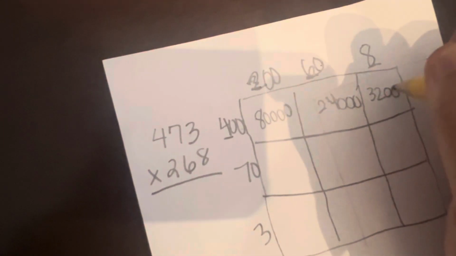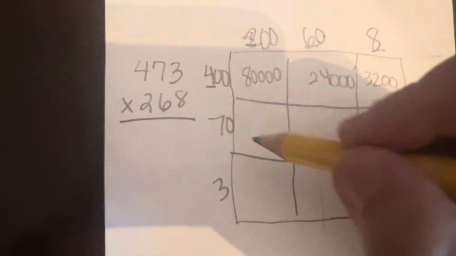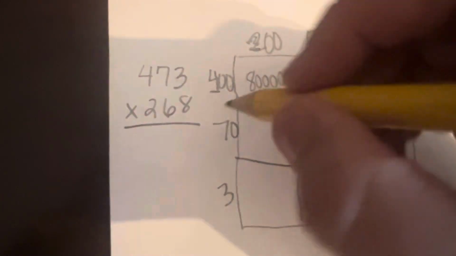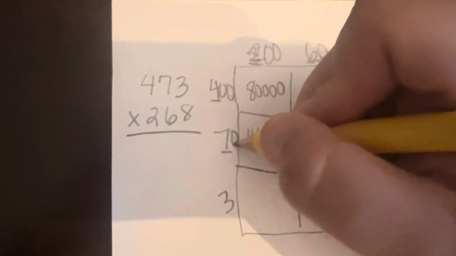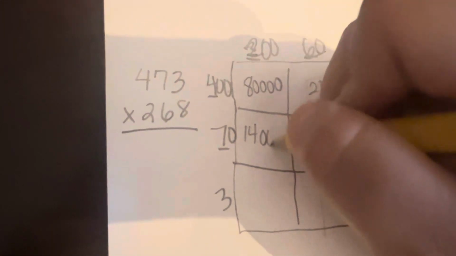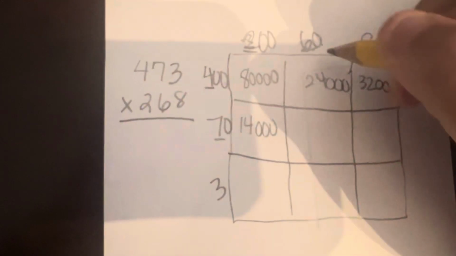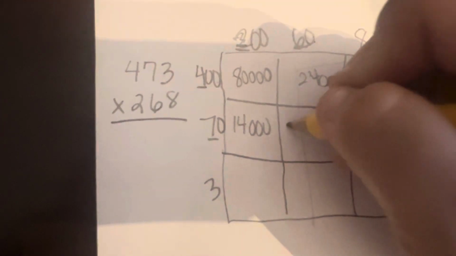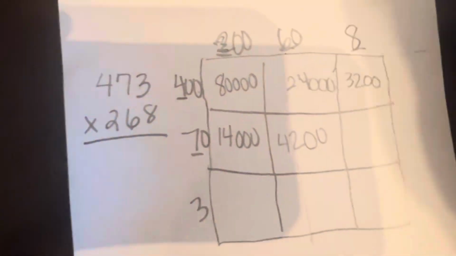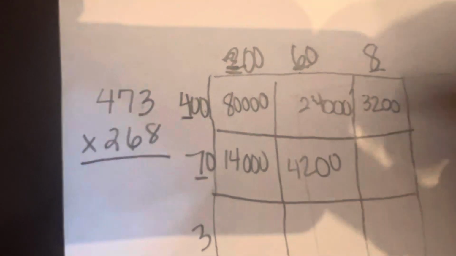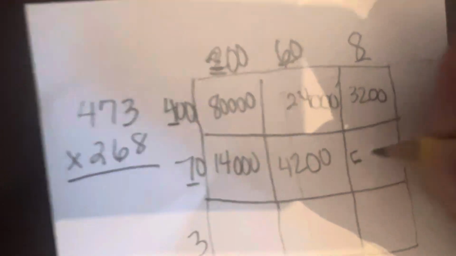Now, for the next one, it would be 70 times 200. So 7 times 2, that's 14. How many zeros? 1, 2, 3. Then 70 times 60. So 7 times 6 is 42, and that's 2 zeros. Then 70 times 8, that's 7 times 8 is 56. Wow. 56 with no zeros there, but there's 1 zero there, so 560.